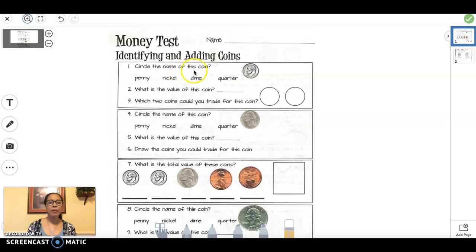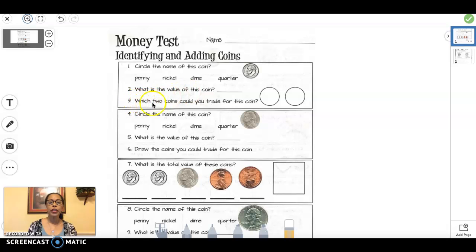Number 1 says circle the name of this coin. Here's your coin right here, and just take one of the tools here, pen, pencil, it doesn't matter, and you will circle one of these words. If you think this coin is a penny, a nickel, a dime, or a quarter, you will circle the appropriate word. Number 2 says, what is the value of this coin? Now, I want you to be reminded that value means how much something is worth. So how much do you think this coin is worth? You will either very carefully write it with a pencil or a pen, or you will use your label tool here to type in the value of the coin.